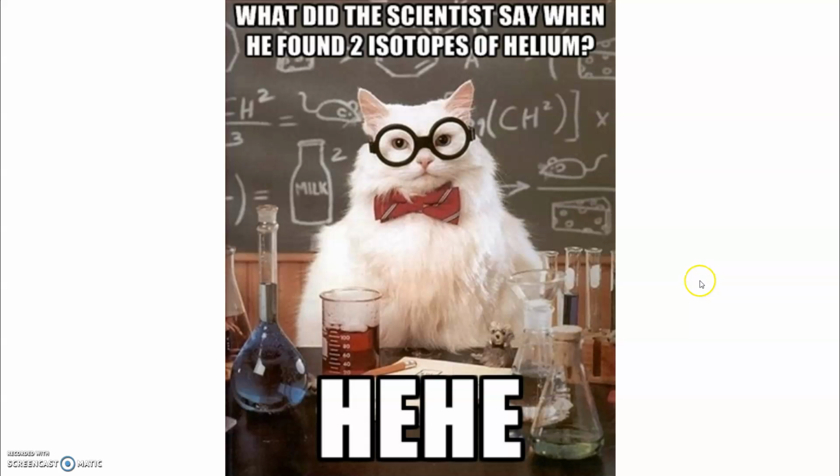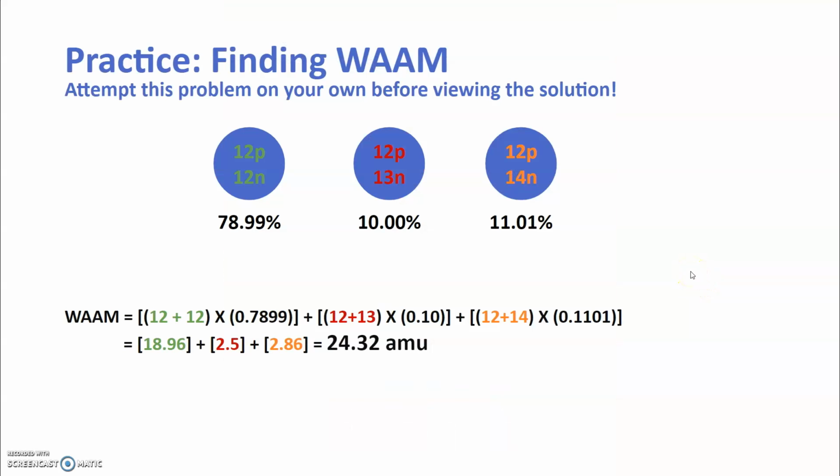And apparently I did not make a solution slide for that one. Yeah, I did. There it is. That's so weird. Anyway, so you can see I just added the protons and neutrons to get the mass number, and then I multiplied by the decimal of the percent abundance for each one. And so that ended up, when I simplified it, I got 18.96 plus 2.5 plus 2.86, and then that gave me a total of 24.32. If you look at the periodic table, the WAAM of magnesium is listed at 24.3, and that is close enough for me. All right.